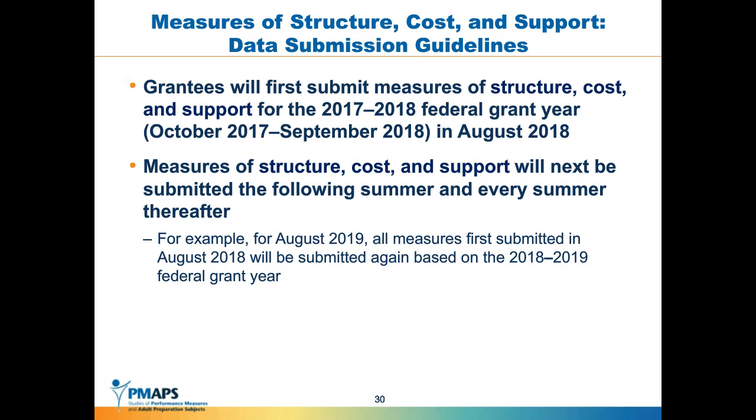For the measures of structure, cost, and support, just to review again, those measures will capture information for the current federal grant year, October 2017 through September 2018. The measures will be reported in August 2018, but again, our hope is that grantees have all of that information already available to them, based on that full year through September 2018, but can report it in August.